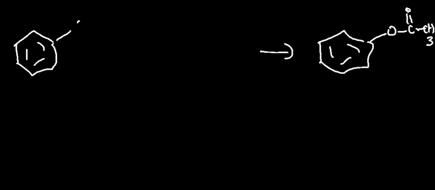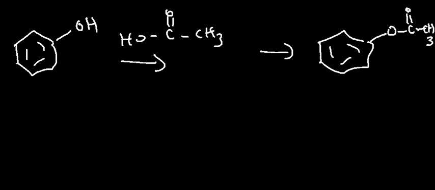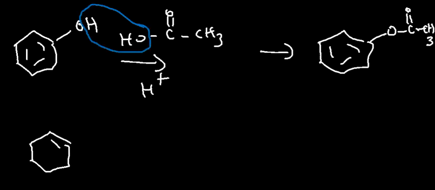So first you want to make phenol using the same four steps: nitration, reduction using zinc and HCl, diazotization, and then H3O+. Once you have phenol, then you can react it with a carboxylic acid using an acid catalyst. So all you gotta do is remove water and then connect the two groups together. And that's how you can make an ester.